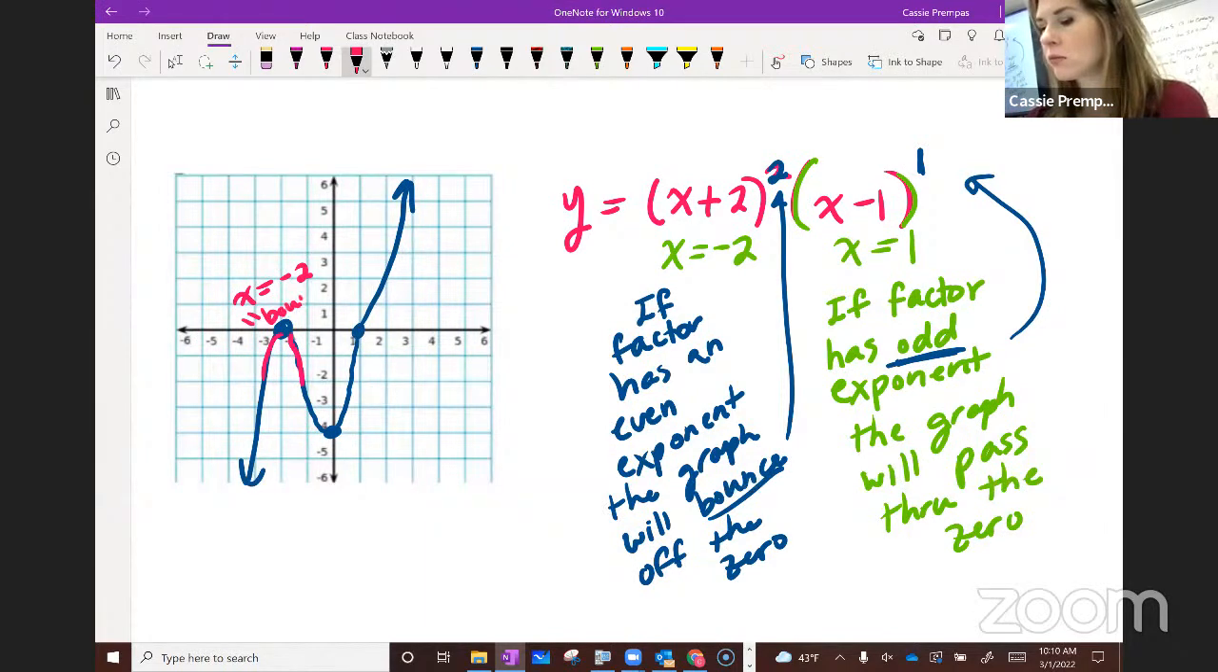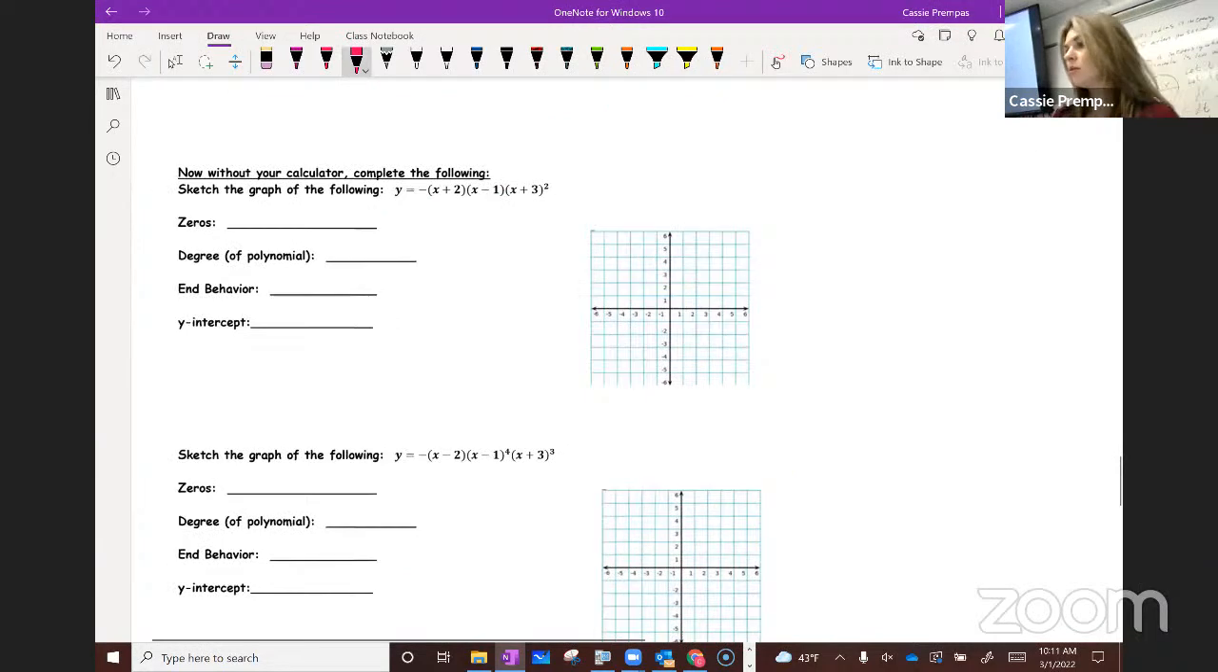On the graph, if it's an odd exponent, it goes straight through. So this x equals 1 came from a factor with an odd exponent, like x minus 1 is where it came from. So it's going to pass through, goes straight through. All right, you have all the information you need to graph the next two. Let's do the next one together, and then I'll have you try the last one on your own.